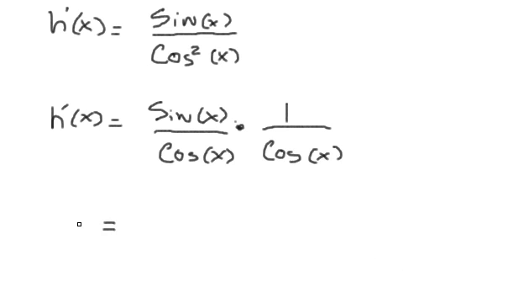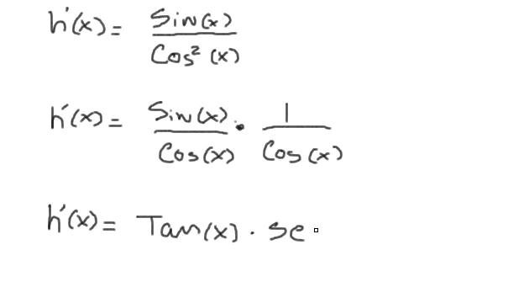So this is kind of the reason why you need to memorize what the derivative of secant x is. Alright, h prime of x is equal to, now, sine x over cosine x is tan x times, and we can rewrite 1 over cosine x as secant x, right? So the derivative of secant x is tan x times secant x. Yeah, I'd probably get that memorized.